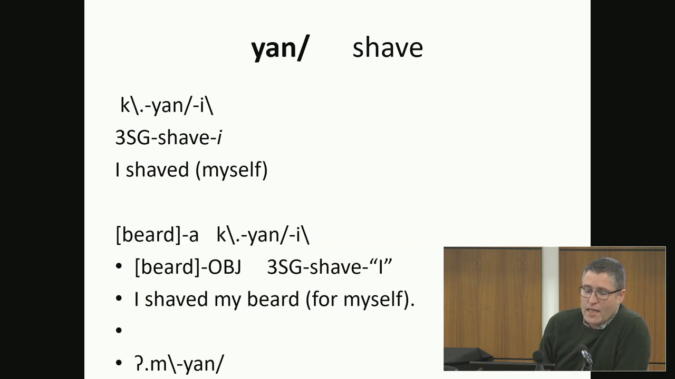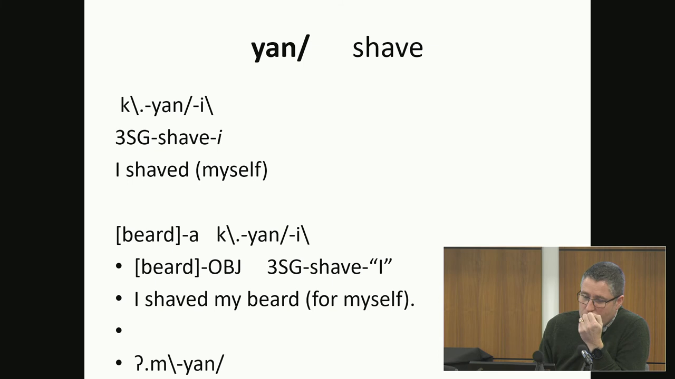So I shave myself. You've got this nice transitive verb. So gayani is I shave myself. I shave my beard. The beard gets object marked. I shaved myself the beard. Feels very like French to me. But without e, what does it mean?